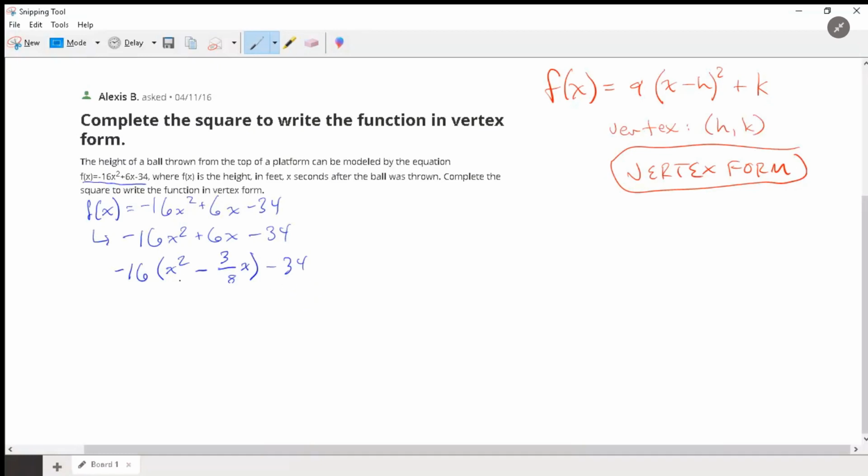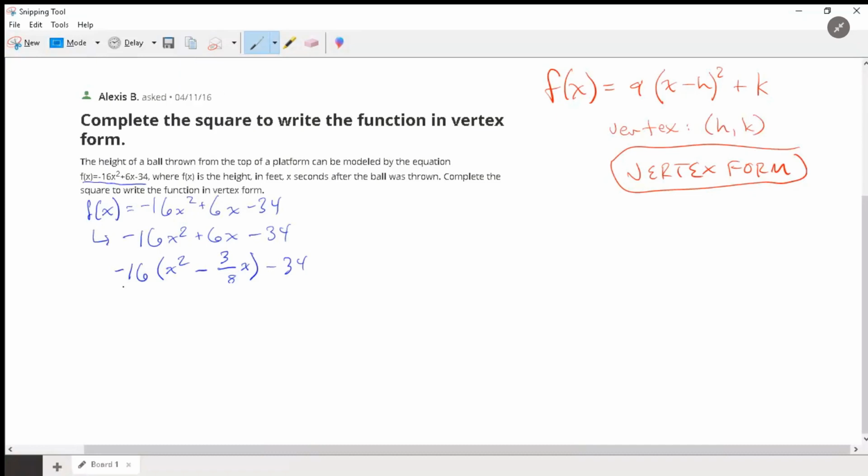Now we're good to go. What are we aiming for now? We're aiming for getting this x squared to be just x minus something, and this x needs to disappear too. It basically needs to be a binomial squared, not x squared minus something x to the first degree. So to do that, we use completing the square. And here's what completing the square looks like.